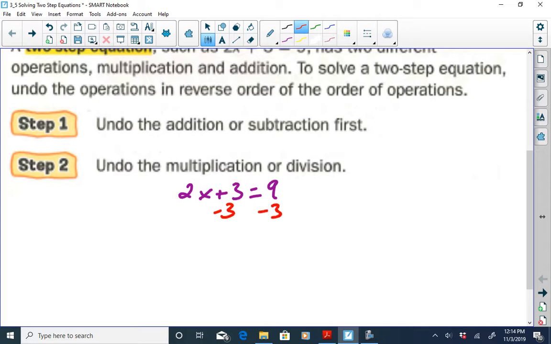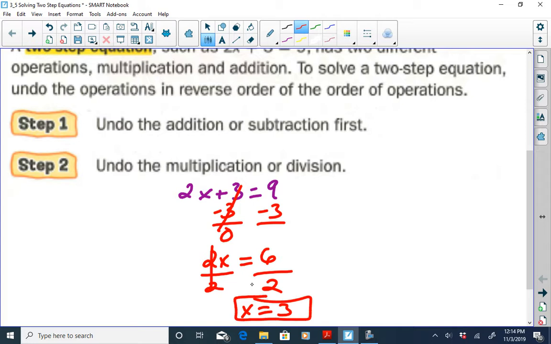So we're going to subtract 3 because we're doing the inverse of this addition. That's going to become 0. We're left with 2 times the number x is equal to 6. The inverse of this multiplication is division. We divide by 2 on both sides of that equation. x is going to be equal to 3. We check our answer. 2 times the number 3, or 2 times 3 is equal to 6, plus 3 is going to be equal to 9.